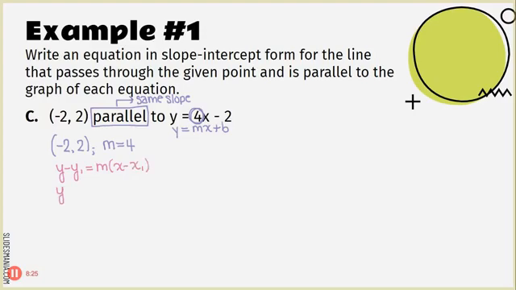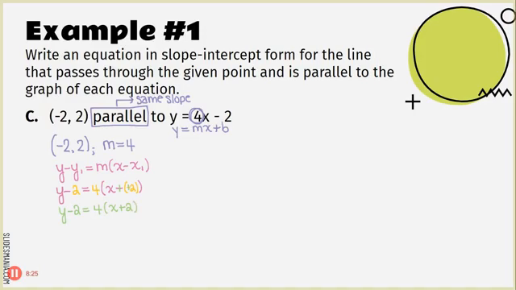I leave my y alone, so we have y minus, and the y value of our ordered pair is 2, equals our slope, which is 4, and then in parentheses we have x minus the x value of our ordered pair, which is -2. So again, I have a minus a negative, and we know minus a negative really means to add a positive, so we do have to come through and rewrite that equation as y minus 2 equals 4 times x plus 2.